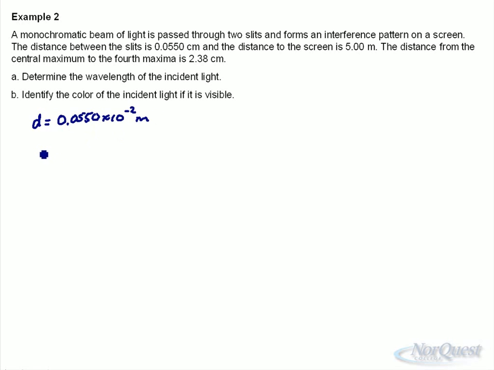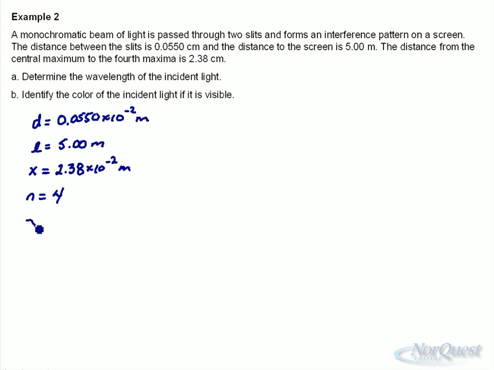L represents the distance to the screen. That's 5.00 meters. X represents the distance between the bright spots. This is 2.38 times 10 to the negative 2 meters. And N represents whatever maxima you're dealing with. Since it's the fourth maximum, N equals 4.